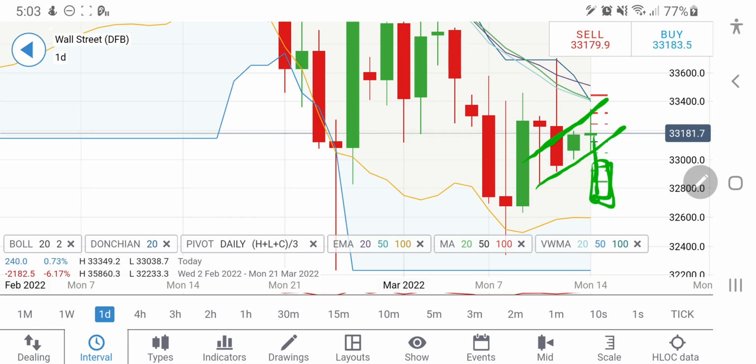If it breaks 33,000, stay cautious. It is going to give you a sharper red candle. Below 33,000, it will try to get towards the 32,800, 32,700 zone. That is going to be a stronger support zone, and below that it may try to break strongly.